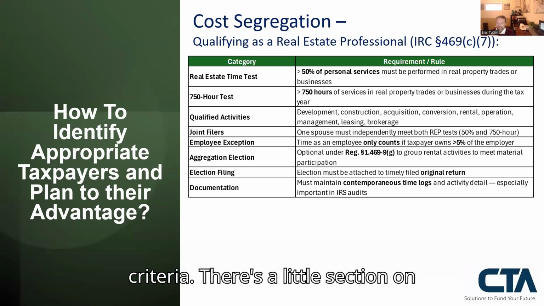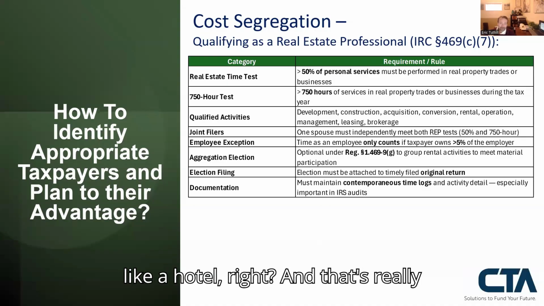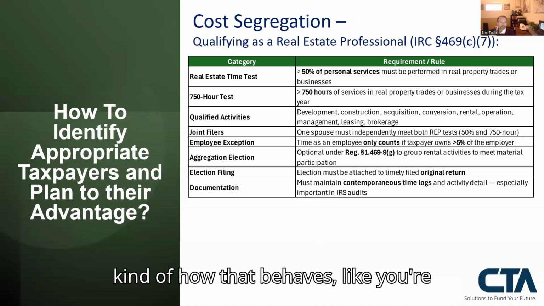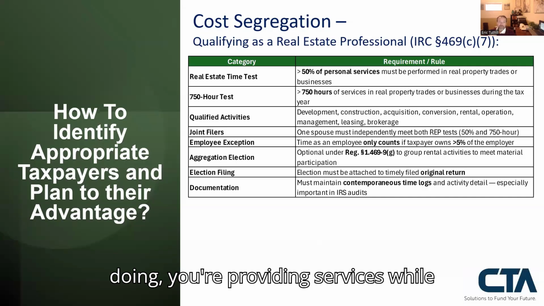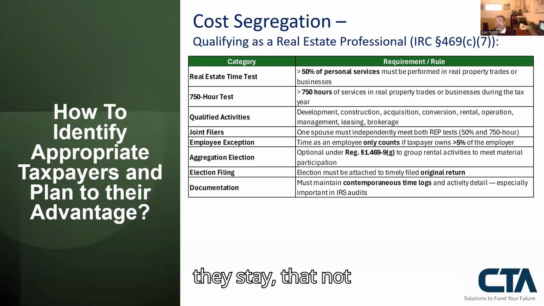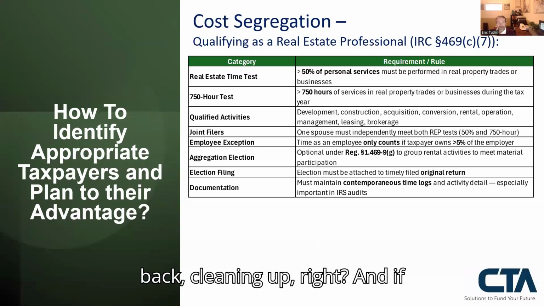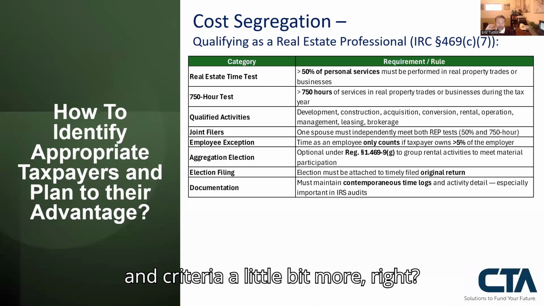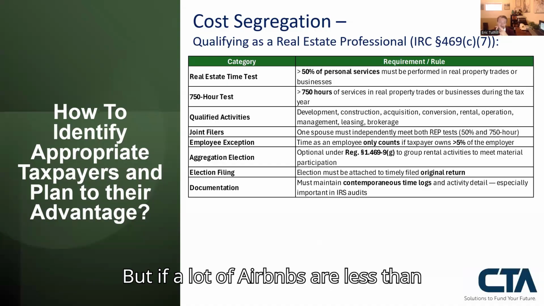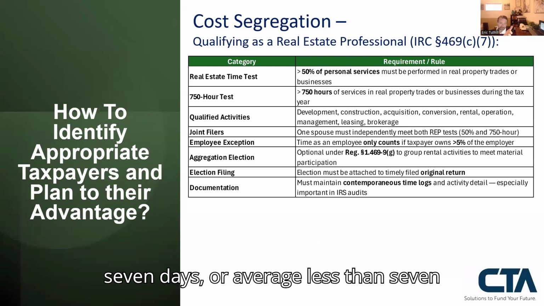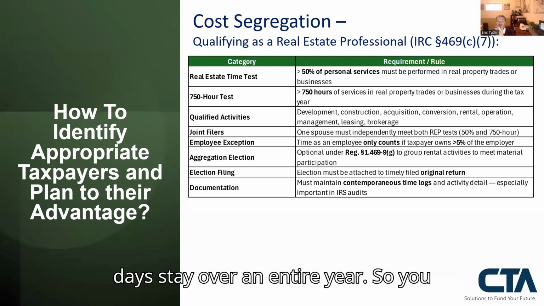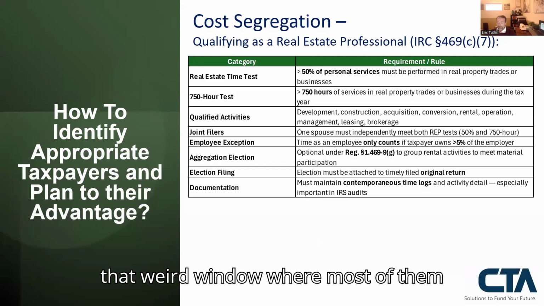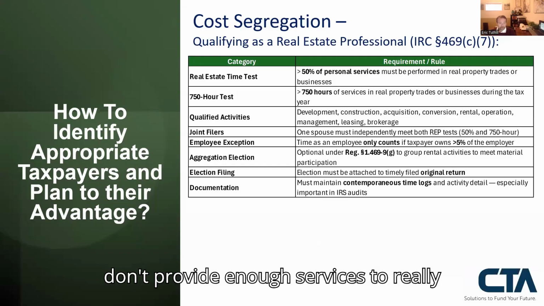There's a little section on there. You just kind of have to be more like a hotel, right? And that's really how that behaves. You're providing services while they stay, not necessarily just leaving it and then coming back and cleaning up, right? And if it's between 7 days and 30 days, it changes the rule and criteria a little bit more, right? But a lot of Airbnbs average less than a 7 day stay over an entire year. So you really fit in that weird window where most of them don't provide enough services to really be on the Schedule C.